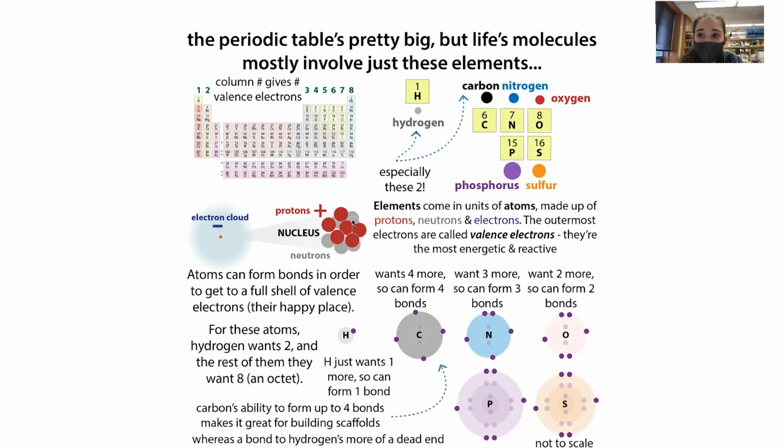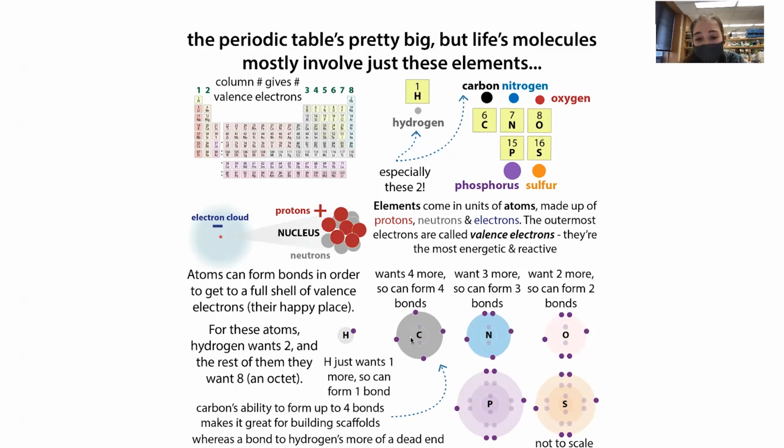Elements are defined by the number of protons. So the number of protons is fixed for a given element, but the number of electrons can change. It's not this simplistic, but we can draw atoms as having their electrons in shells. In this shell model, the outermost electrons we call valence electrons.